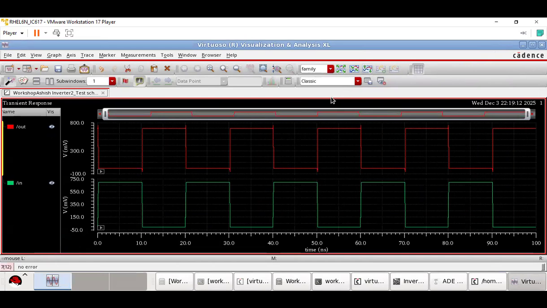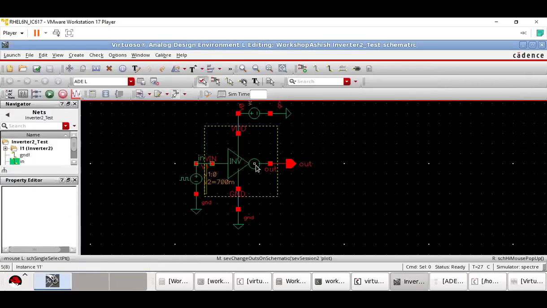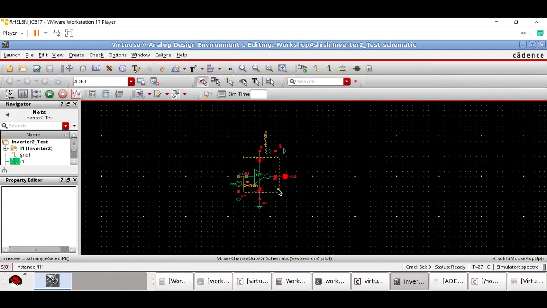Now, just assume that if the circuit was having 100 transistors, then how much space saving, and how much less difficult it was to understand.